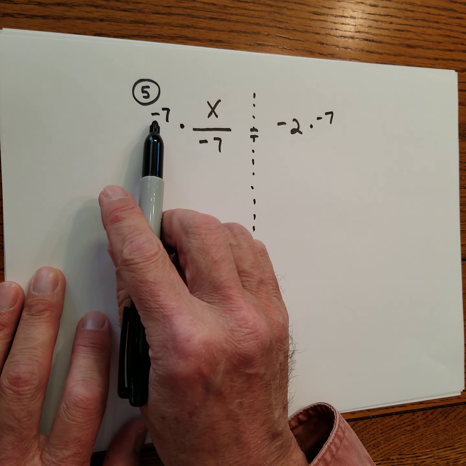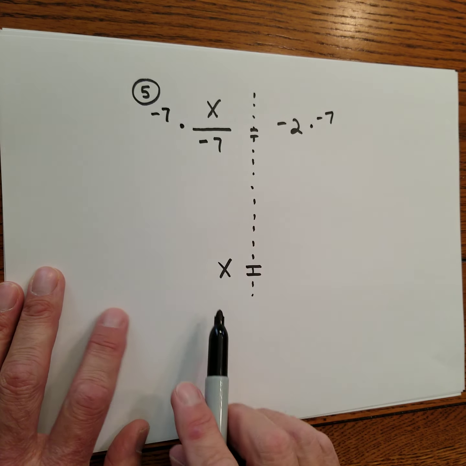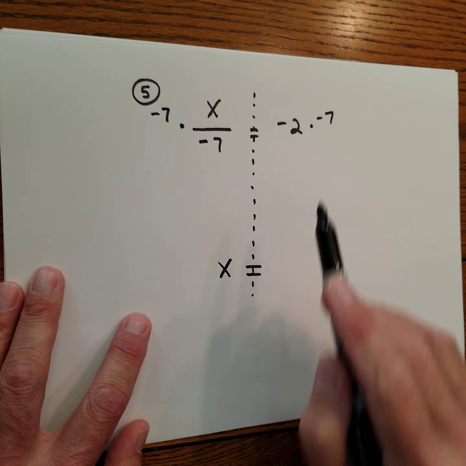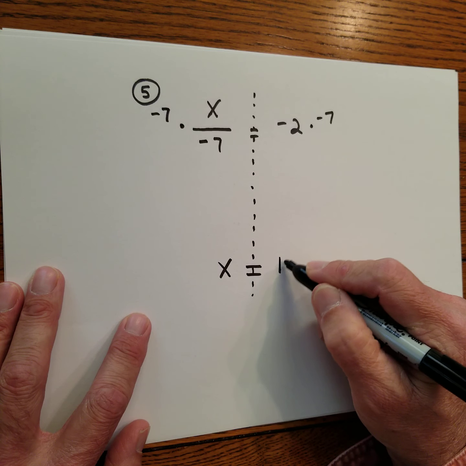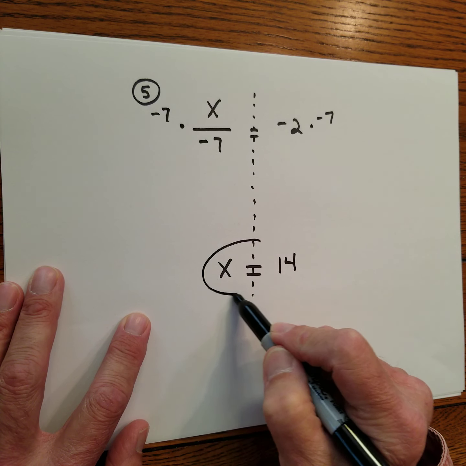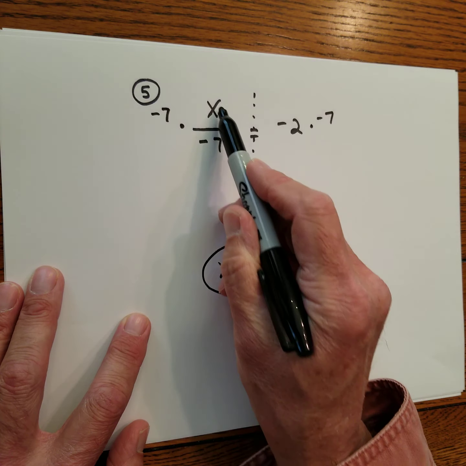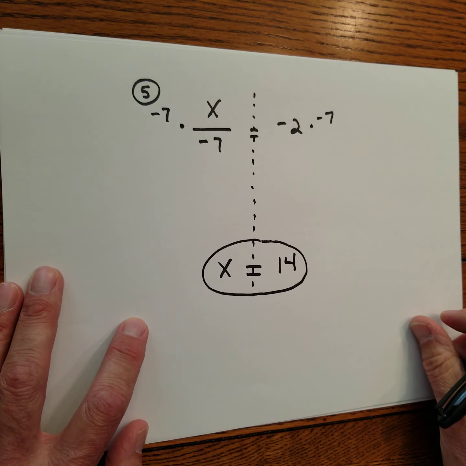That way, a negative 7 in the top divided by a negative 7 in the bottom is 1, and 1 times x is x. Here, 2 times 7 is 14. But when I multiply two negatives, I get a positive answer. 14 is the number that I can divide by negative 7 and end up with negative 2.